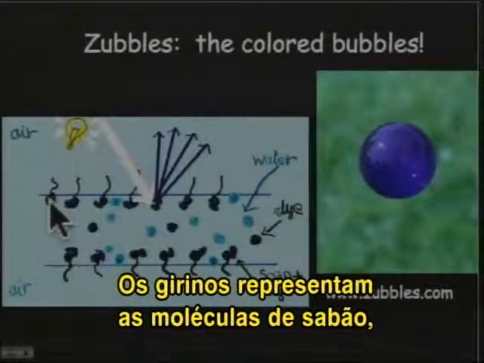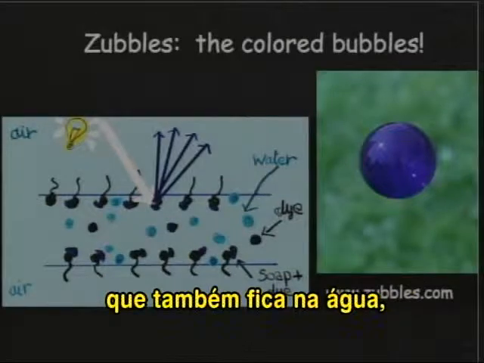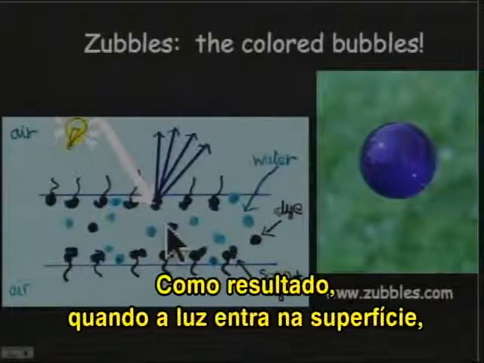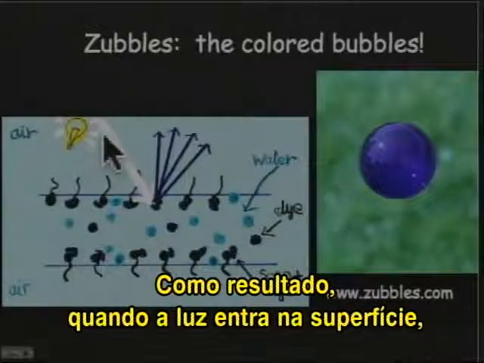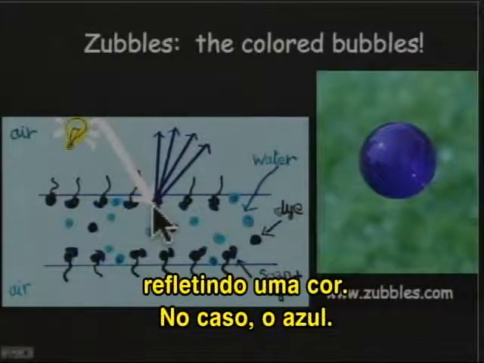Here the tadpoles represent the soap molecules, and you have these blue dots that represent the dye. And this dye is also of the right weight, so it is diffused homogeneously in the sandwich of water. As a result, when we have some light coming in on the surface of the bubble, the dye molecules are absorbing this white light, and then they are re-emitting preferentially one color, in this case, blue.